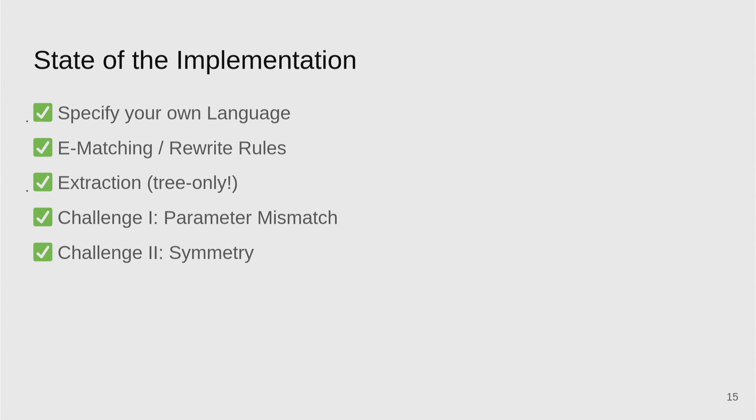And you just remove the things that do naming collision. And that's pretty dope, I think. Then we have extraction, which is only working for tree right now. So we don't have DAG extraction at this point, but I think it's possible to do. And we implemented both challenges. So implement the solutions we've mentioned before.